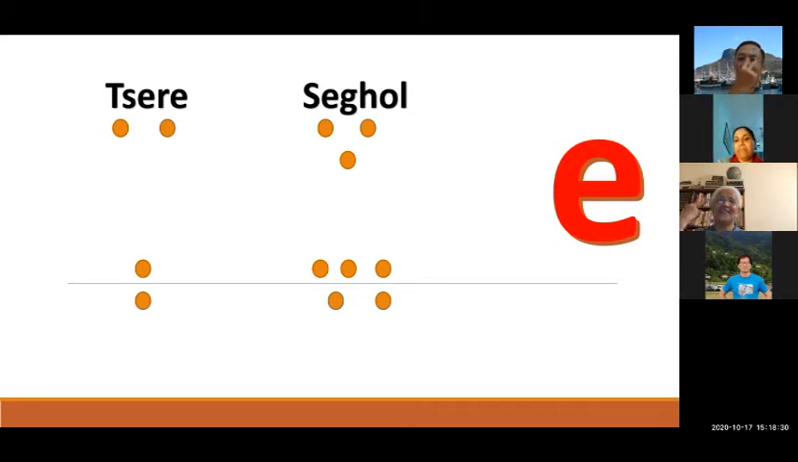Now try to stretch as long as you can. Se re. The reason why I say stretch as long as you can is because that sere is a longer E vowel. So sere is a longer E vowel.